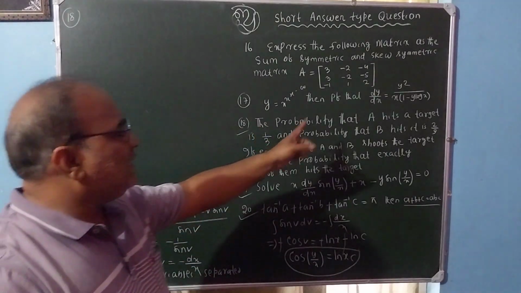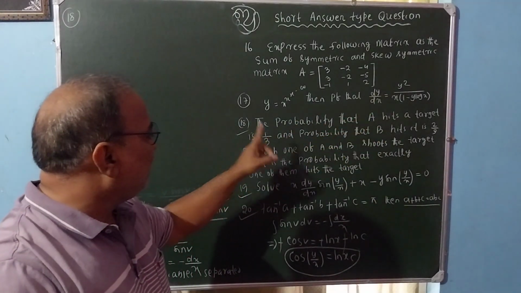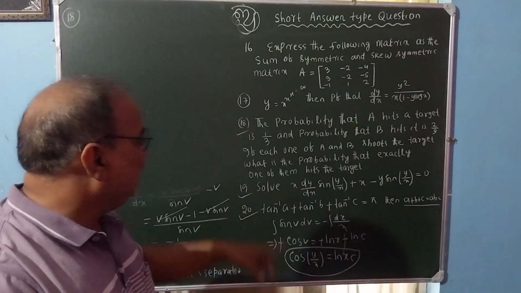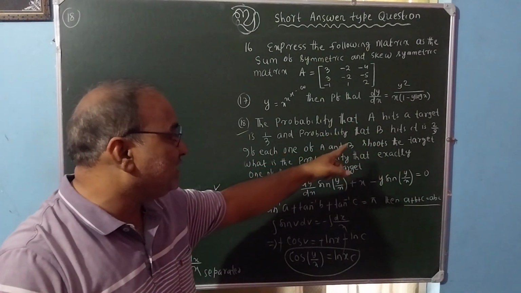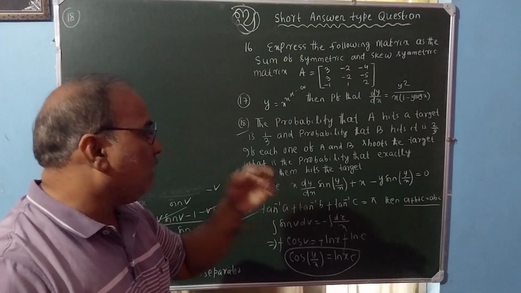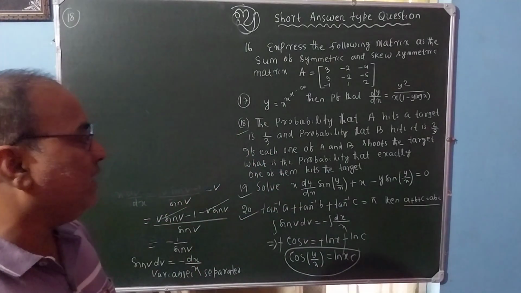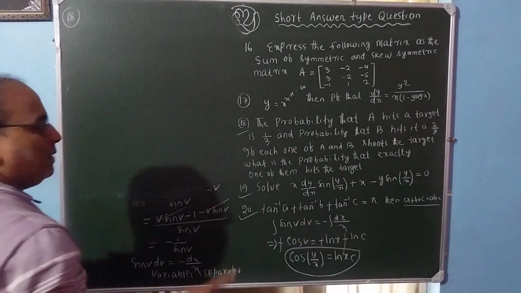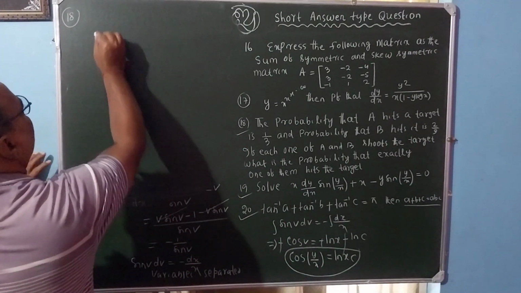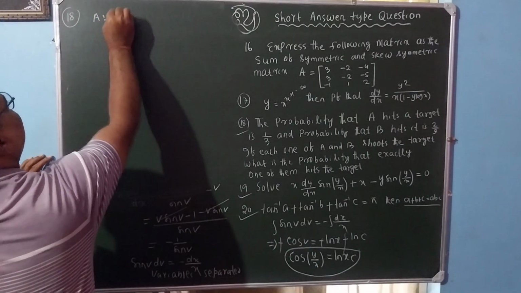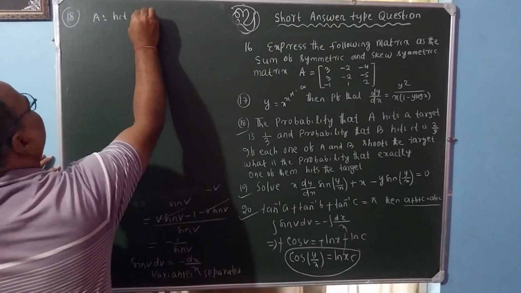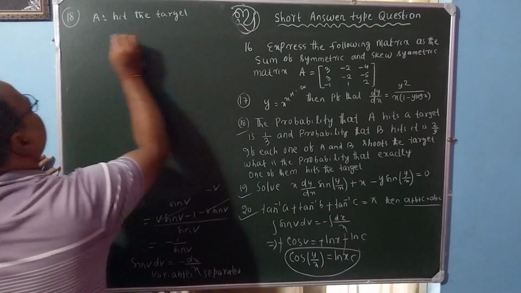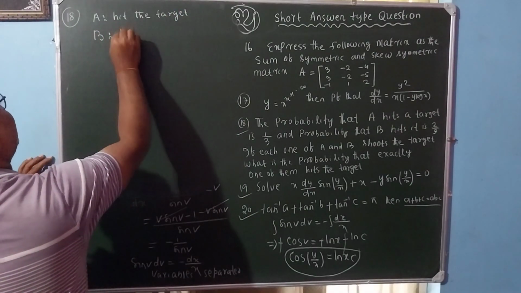The probability that A hits a target is 1 by 3. Probability that B hits it is 2 by 3. If each one of A and B shoots the target, what is the probability that exactly one of them hits the target? So write down how you can do it. This is a problem from independent events. So write down: A hits the target, B hits the target.